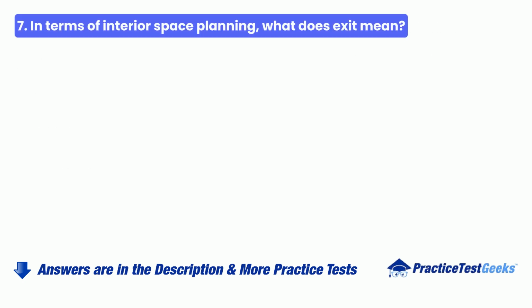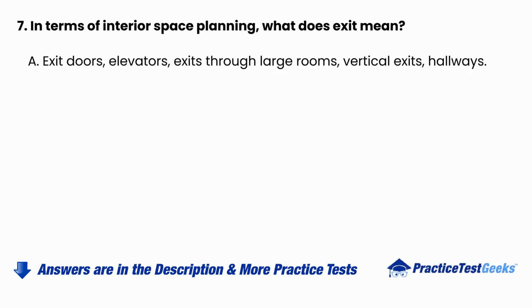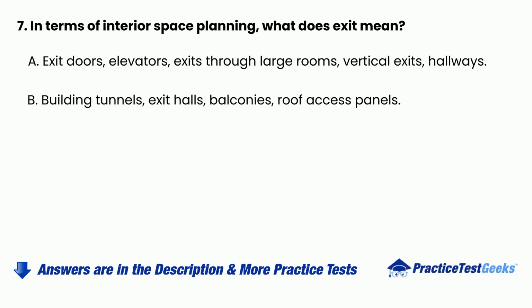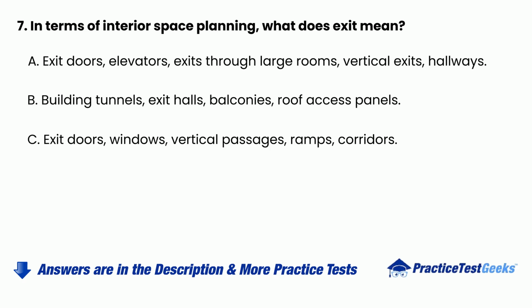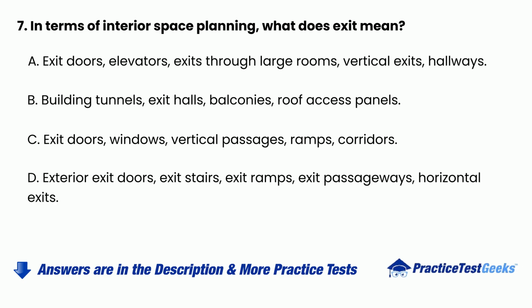Seven. In terms of interior space planning, what does exit mean? A. Exit doors, elevators, exits through large rooms, vertical exits, hallways. B. Building tunnels, exit halls, balconies, roof access panels. C. Exit doors, windows, vertical passages, ramps, corridors. D. Exterior exit doors, exit stairs, exit ramps, exit passageways, horizontal exits.